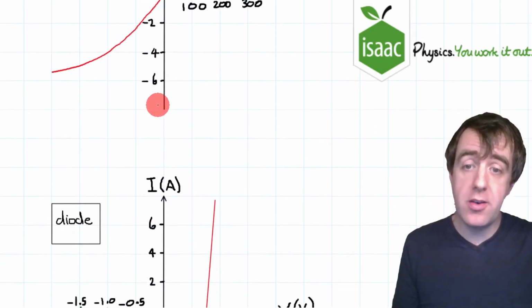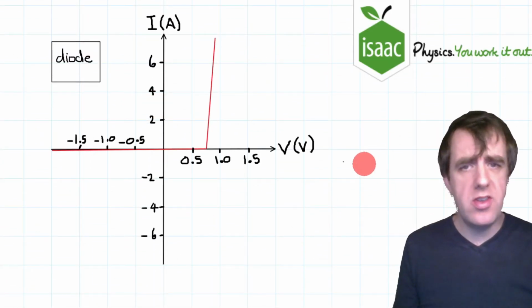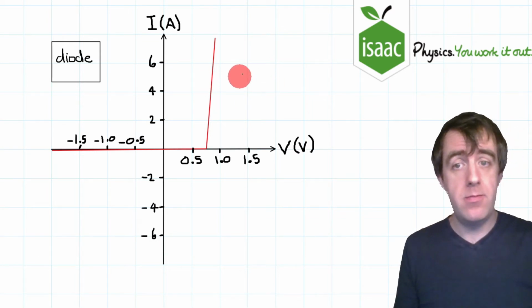So let's look at the last component, which is a diode. And you'll see the characteristics look very different.